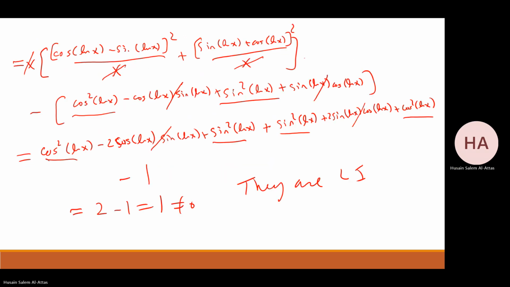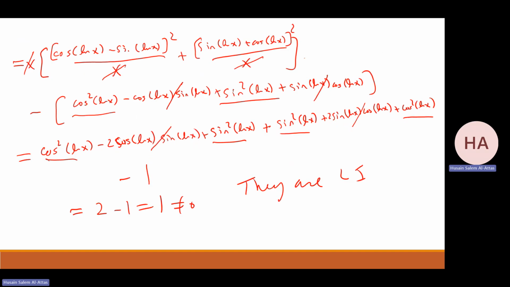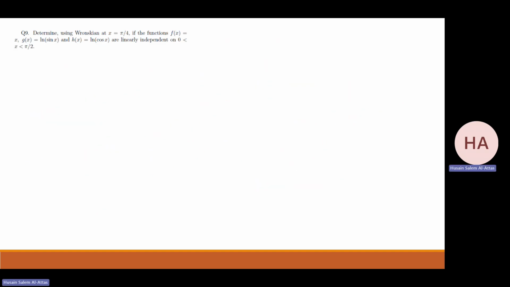Use the Wronskian at x equal pi over 4 to determine if the functions are linearly independent or dependent. So it's the same one as that one, but you want me to do it at x equal pi over 4. Actually, I did it for any x, so it will be the same thing. No, this is different. Okay, so let me do it. The Wronskian of f, g, h.